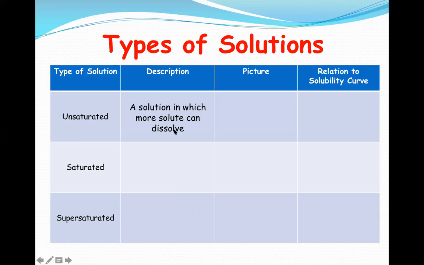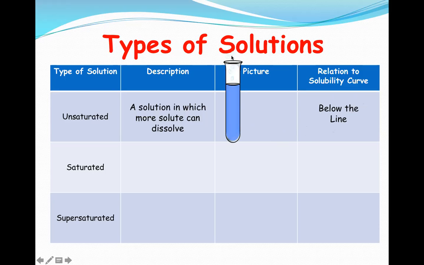So unsaturated means it can dissolve more solute. That means it has not reached capacity yet, and we still have room to grow. So if we're looking at a solubility curve, which we'll look at in just a few minutes, this is going to be below the line. So if we have a value that falls below the line, that is unsaturated. It has not reached that capacity yet.